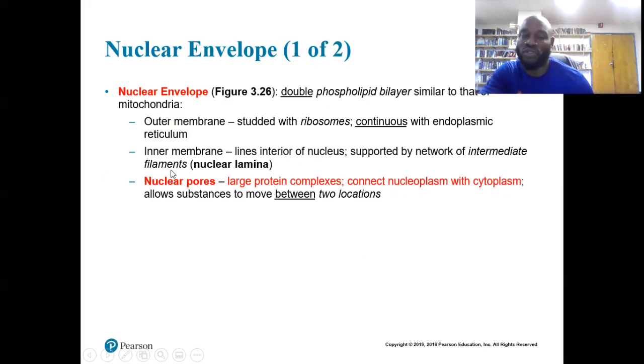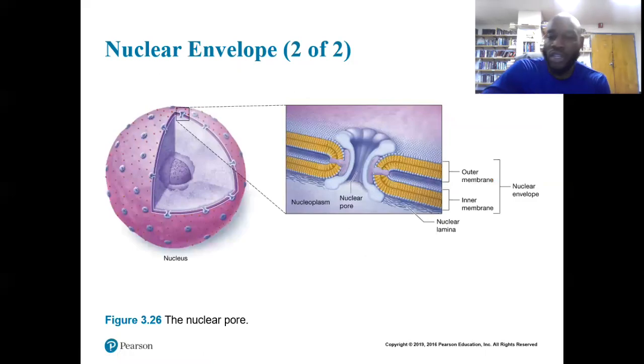Intermediate filaments, remember those? Not the actin, not the microtubules, intermediate filaments. And then we have nuclear pores, large protein complexes that connect the nucleoplasm with the cytoplasm and allow substances to move between the two. One substance that's going to move between the two is RNA. Very important. And this is just a diagram of the nuclear envelope.